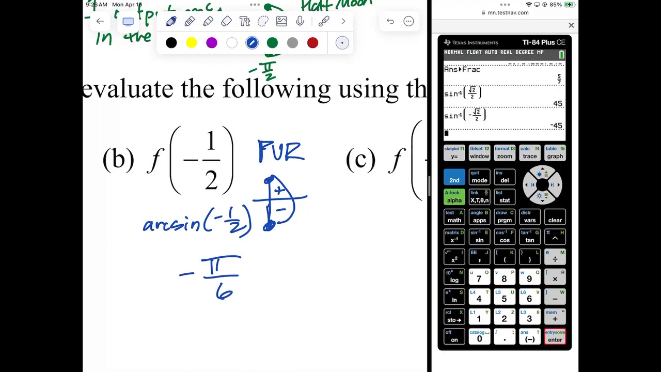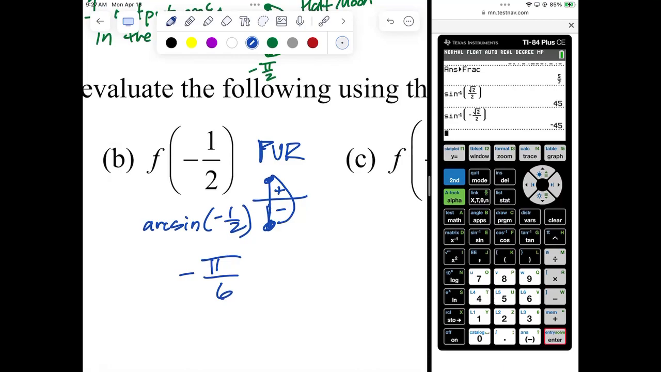What's sine of negative pi 6? Negative 1/2. So what's arc sine of negative 1/2? Negative pi 6. Hey, what's sine of 11 pi 6? Negative 1/2. So why isn't arc sine of negative 1/2 11 pi 6? 11 pi 6 is not in the PVR.